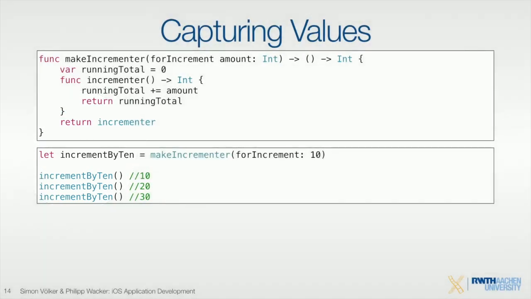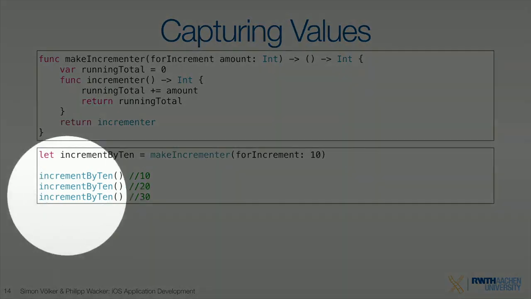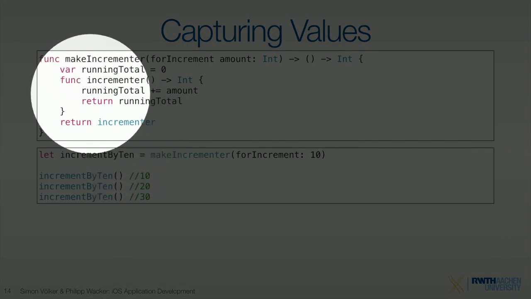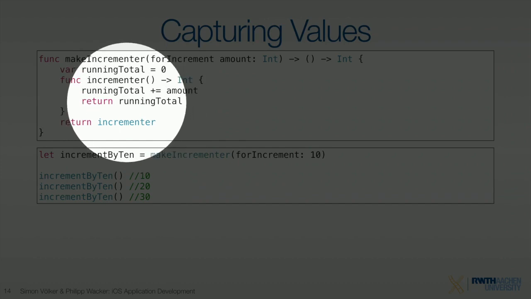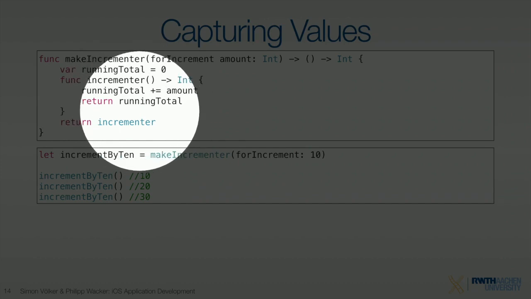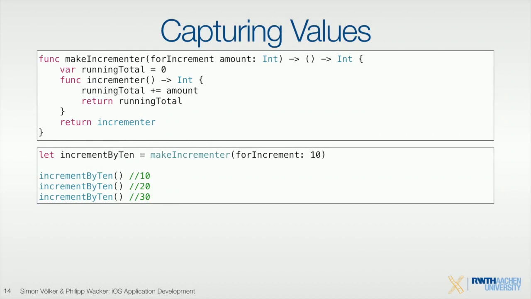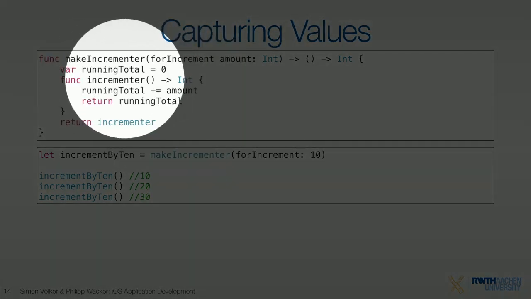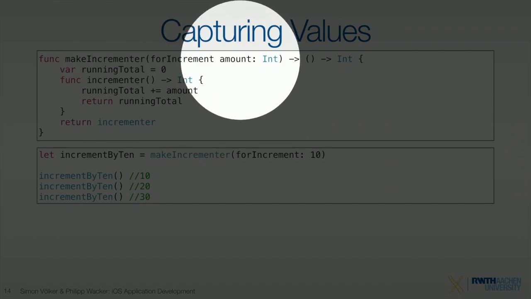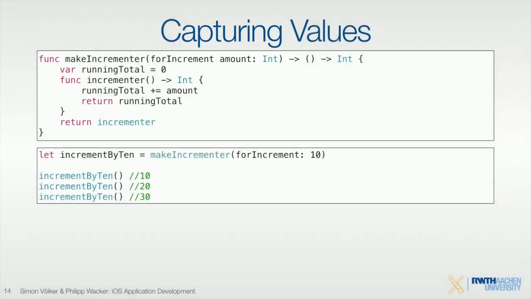So why does that even work? Because the incrementer that I return here doesn't have a property or value for running total or even the amount. And that is what is meant by capturing values. It captures the scope that is around. So if I use the running total, it has a link to the running total that is specified outside of my function here, and can also use the amount that is also defined outside of that closure.